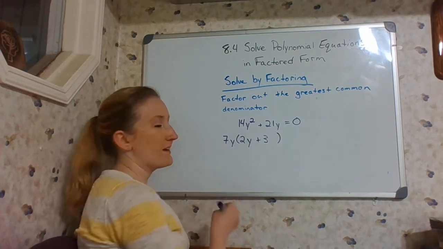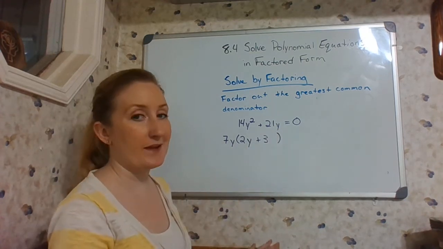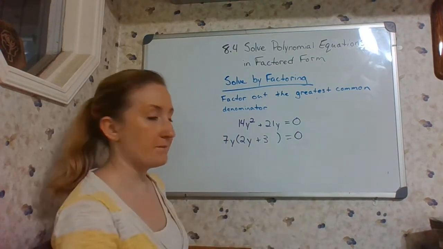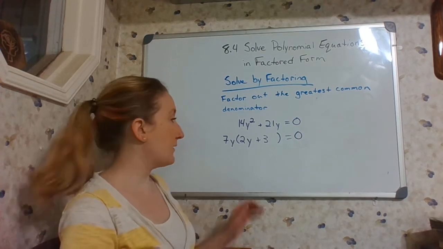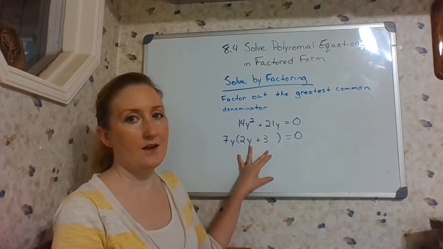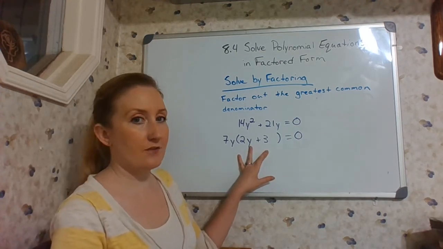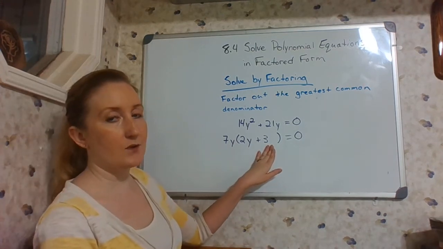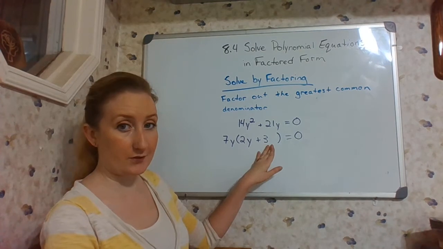And y divided by y is 1, so we don't have to do anything with that. The y cancels, so that is equal to 0. Now, because we only have one variable here, what we can do is solve. So we're going to take both of our parts and set each of them equal to 0 so that we can solve them.